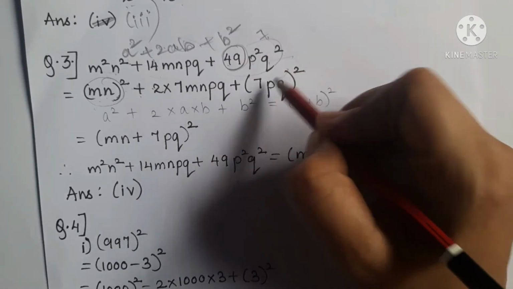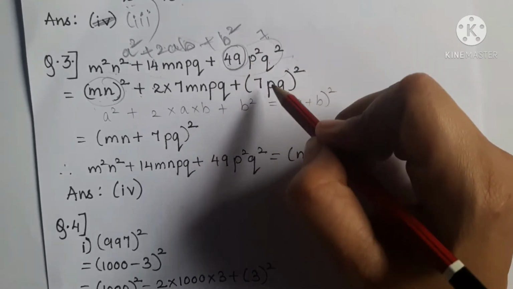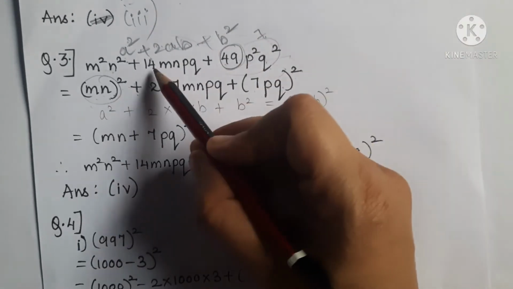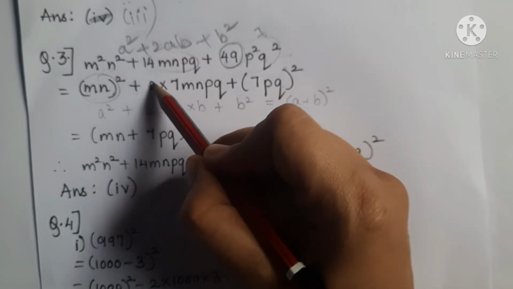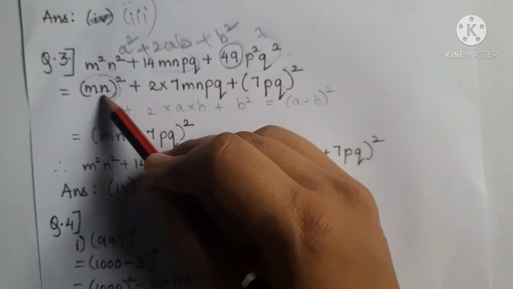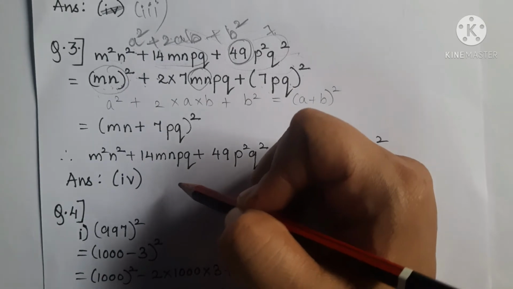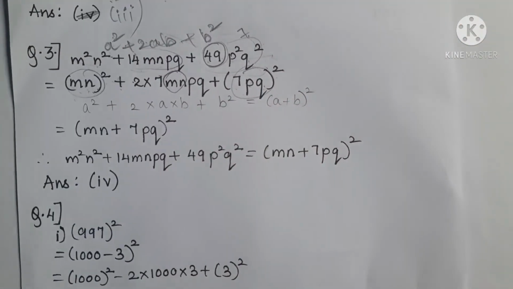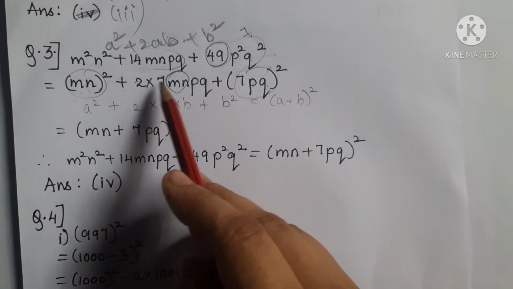That becomes B square. That means square of 7 is 49. PQ square becomes P square Q square. Now this is in the form of 2AB. So 2 into, what is your A term? Your A term is Mn. And which is your B term? 7PQ. So I have written this in the form of 2AB.